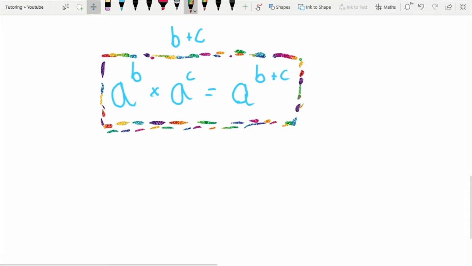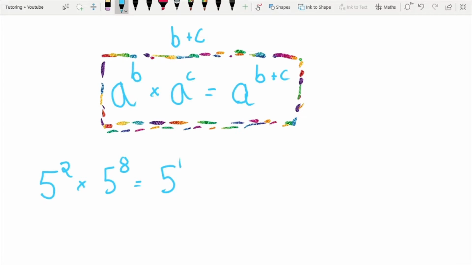I'm going to do some examples now, just so you can get comfortable with this. Say we have 5 squared times 5 to the 8. We want to find what k is. So 5 squared times 5 to the 8 equals 5 to the k. Well, this is our problem. Find what k is.